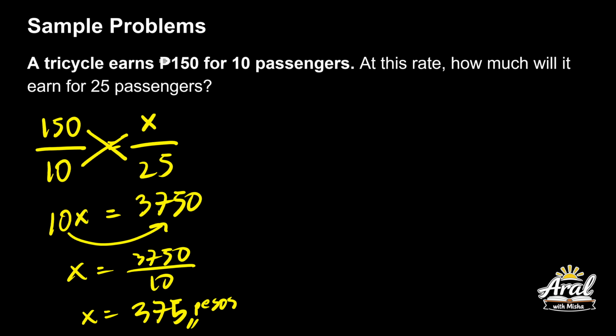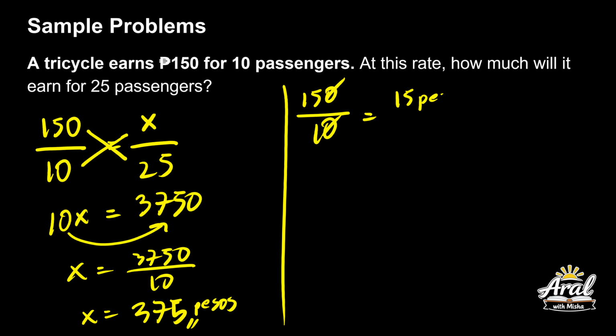375 pesos. So, if you wanna use the unit rate, pakita ko sa inyo. Ito yung ratio and proportion method. So, per unit rate, kung gusto nyo hanapin, 150 pesos per 10 passengers, di ba? So, ang kikitain niya, divide by 10, 15 pesos per passenger. Okay? So, how much for 25 passengers? So, ang gagawin mo lang, 15 pesos per passenger, di ba?